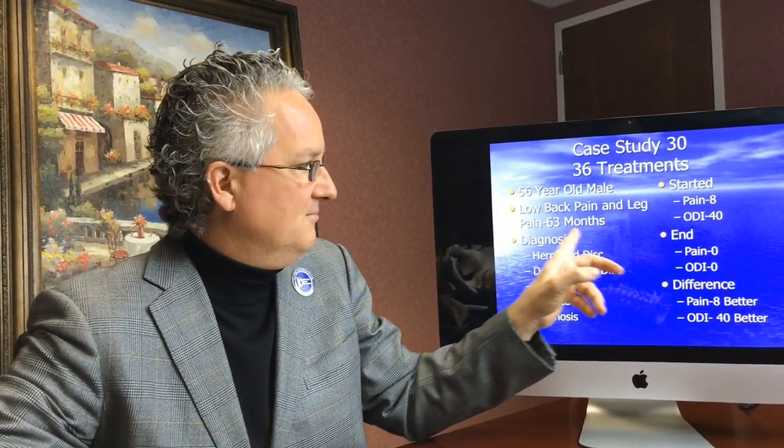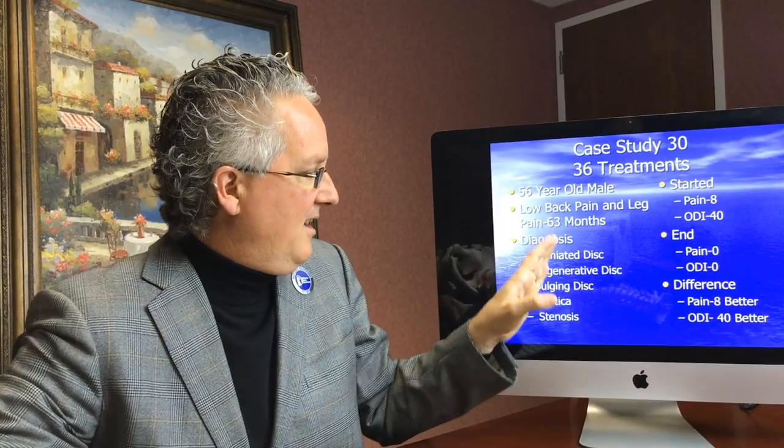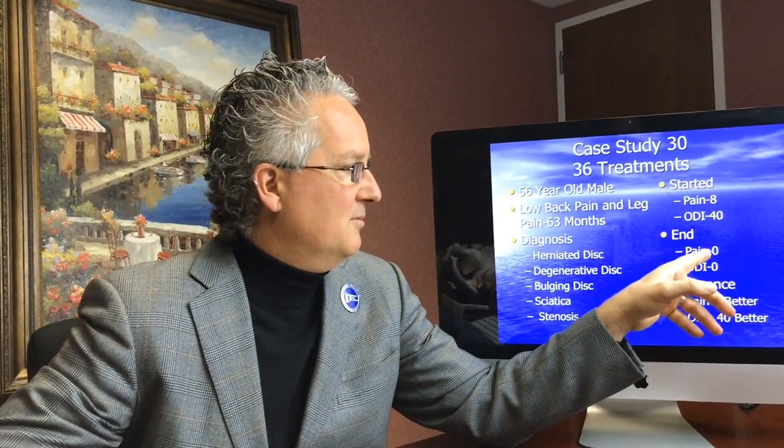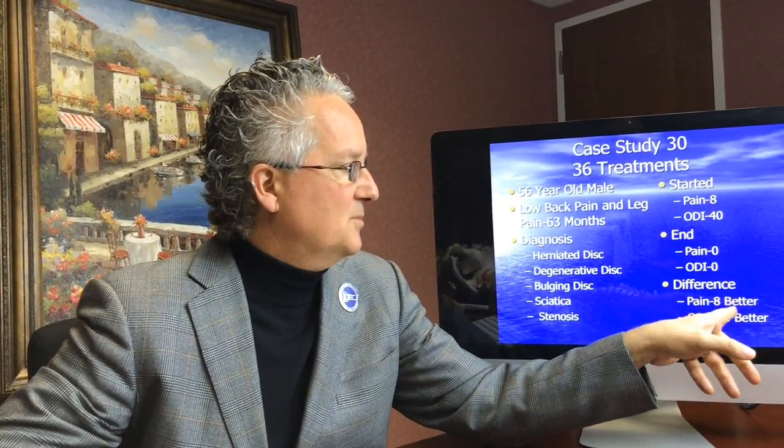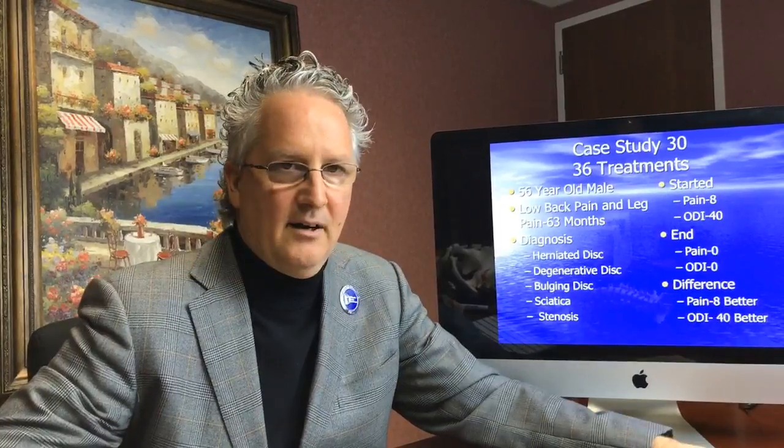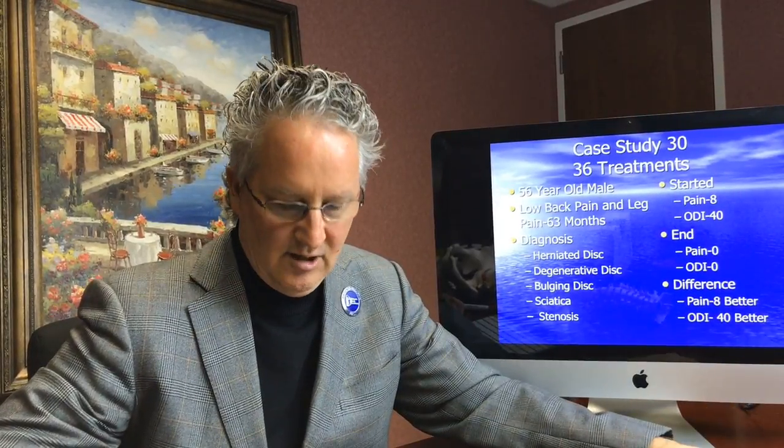Case study number 30, 56-year-old male, 36 months. Again, long time. Didn't happen overnight. It takes a long time. Has these conditions. Again, we're looking at stenosis. Back pain was an 8. Oswestry was a 40. At the end of it, pain was a 0. Oswestry was a 0. How much better? 8 better on pain, 40 better on Oswestry. That is outcome.